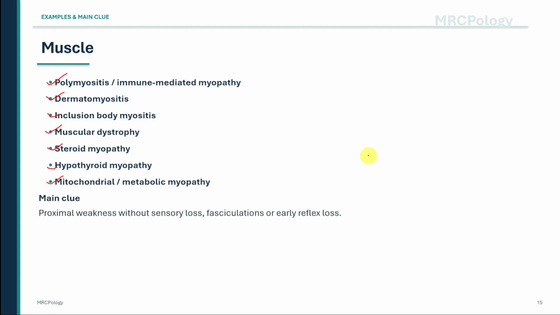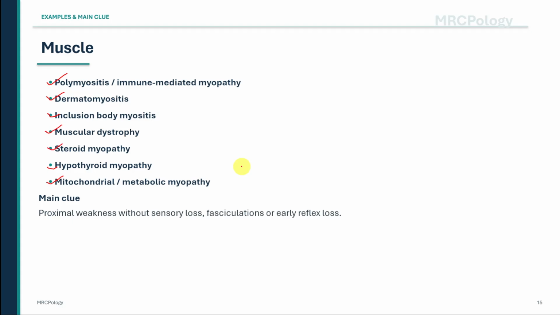Steroid myopathy usually produces painless proximal weakness. Creatine kinase may remain normal, which helps distinguish it from many inflammatory myopathies. Hypothyroid myopathy may cause proximal weakness, muscle discomfort, delayed relaxation of reflexes, and other clinical features of hypothyroidism. Mitochondrial and metabolic myopathies may present with exercise intolerance, episodic weakness, cramps, or involvement of other organs. The main localization clue is proximal weakness without sensory loss, fasciculations, or early loss of reflexes.